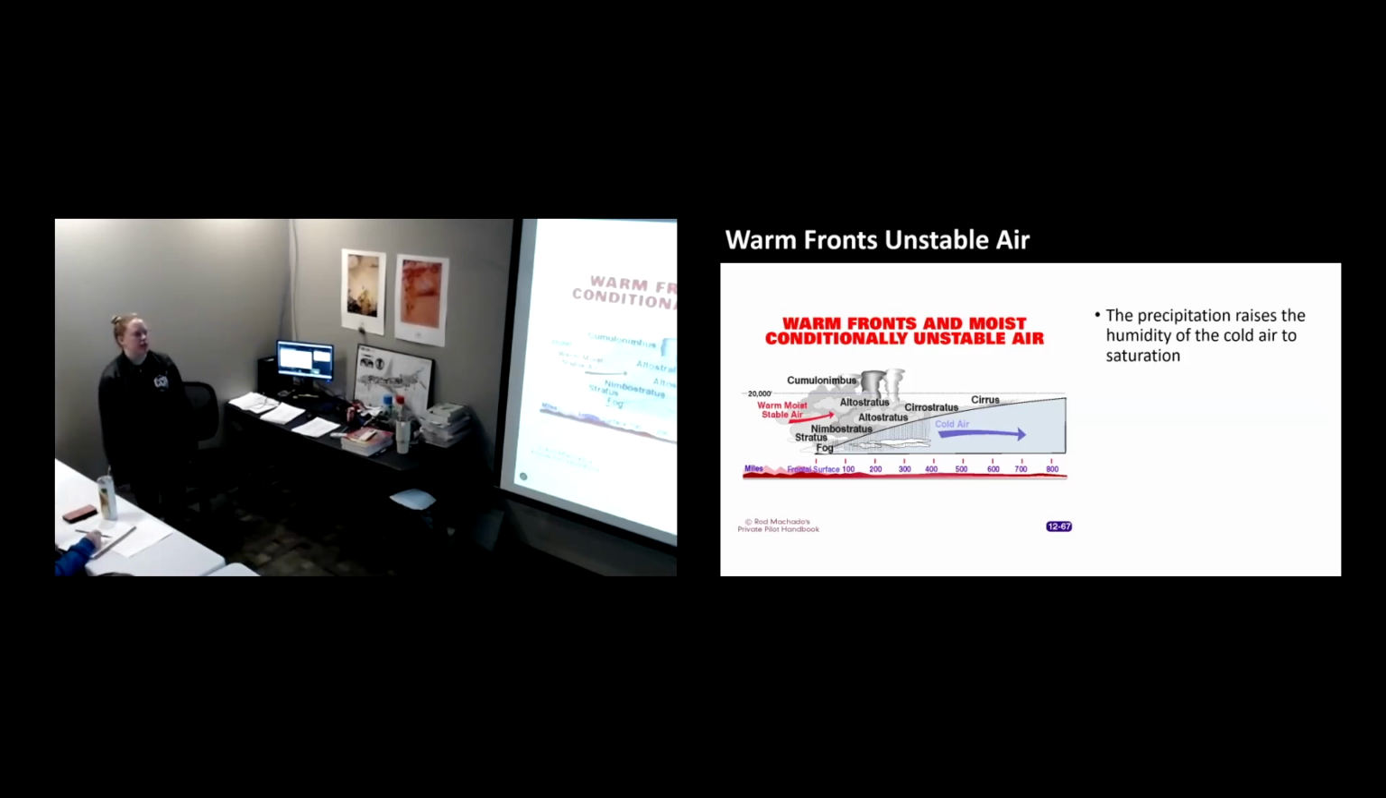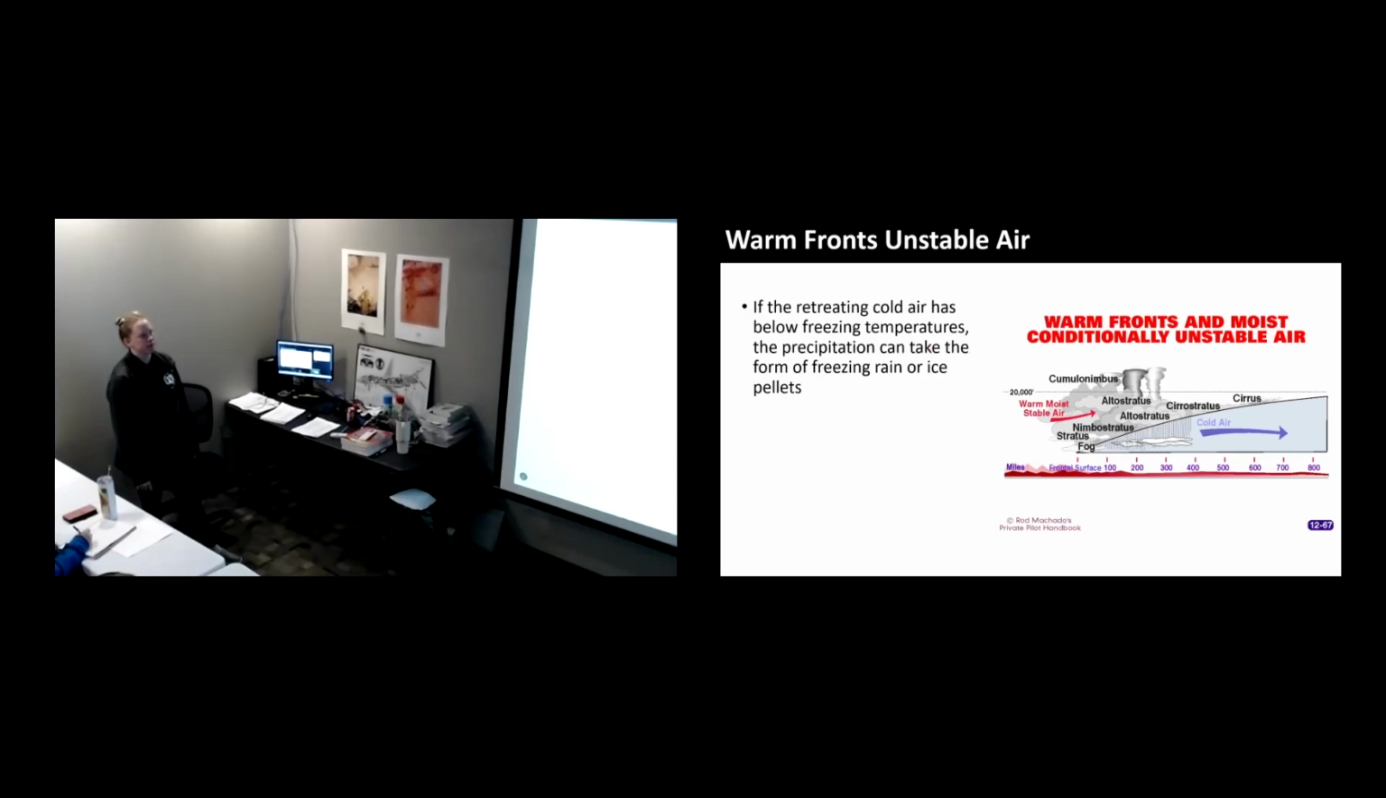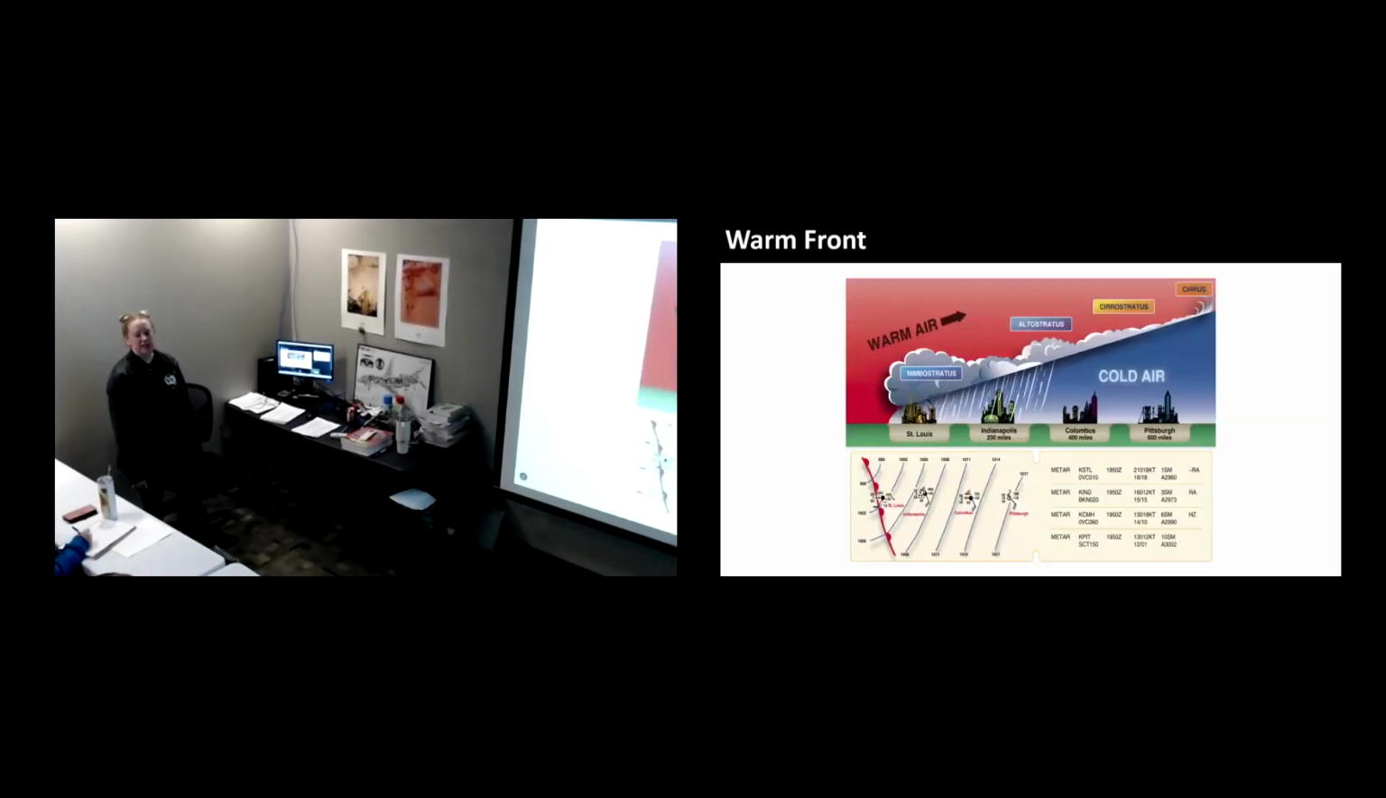The precipitation raises the humidity of the cold air to saturation. This produces those low ceilings and poor visibilities over a wide area. Does everybody get the gist of a cold and a warm front? It's okay if you don't.